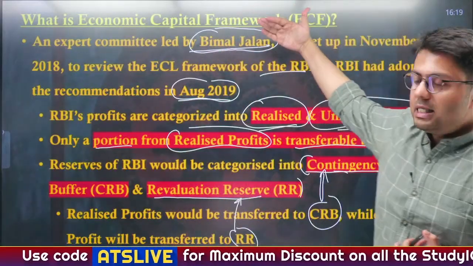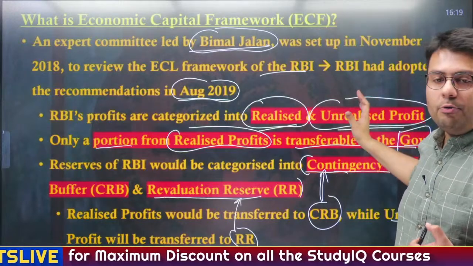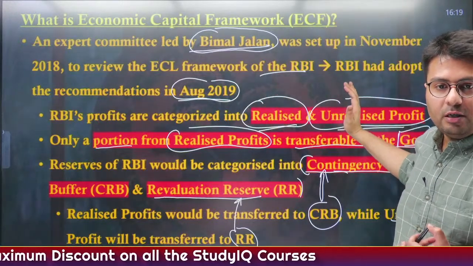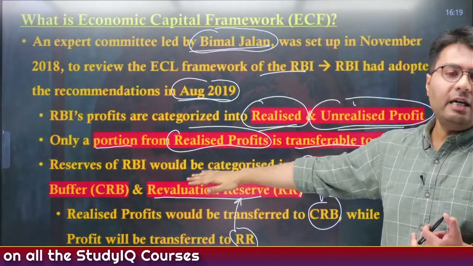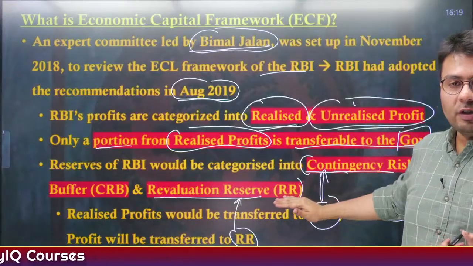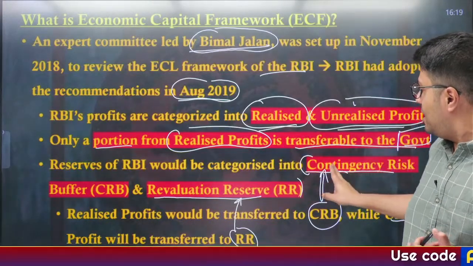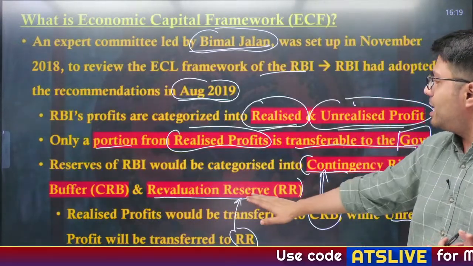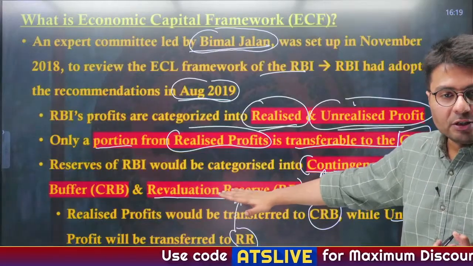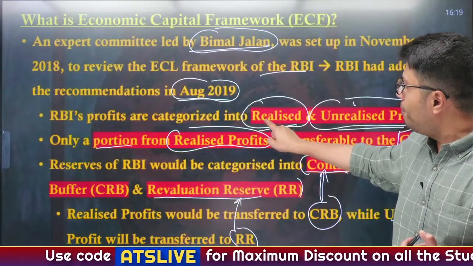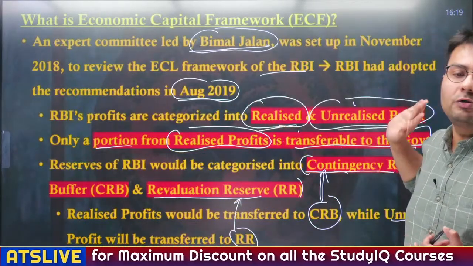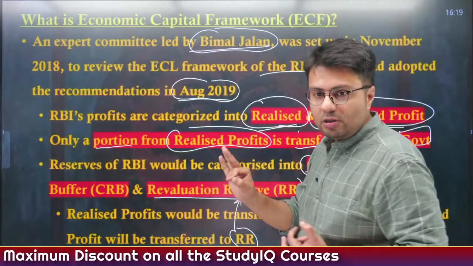So the Bimal Jalan committee said first you need to distinguish between realized and unrealized profit, and the reserve that RBI would maintain would be of two kinds. For realized profit you will make the contingency risk buffer, and for unrealized profit you will make the revaluation reserve, and only a portion of realized profit will be transferred to the government. Any doubts? Anyone?